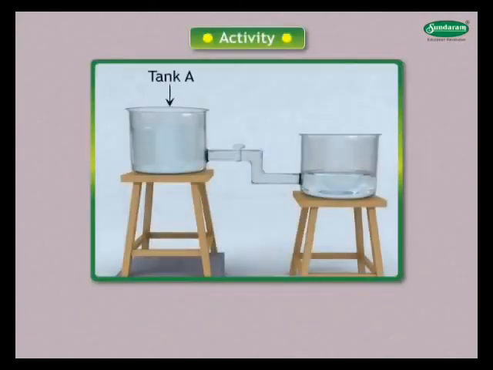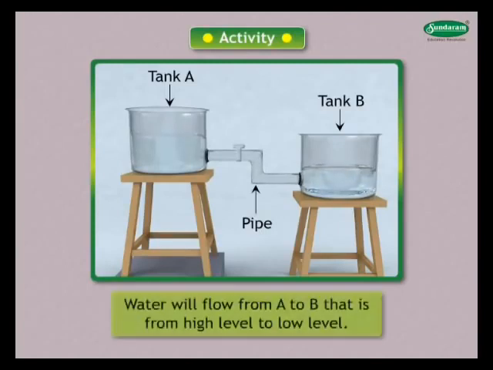Keep the water tank A at a higher level and other water tank B at a lower level. Join a pipe from tank A to tank B as shown in figure. Observe the direction of the flow of water. Water will flow from A to B, that is, from high level to low level.